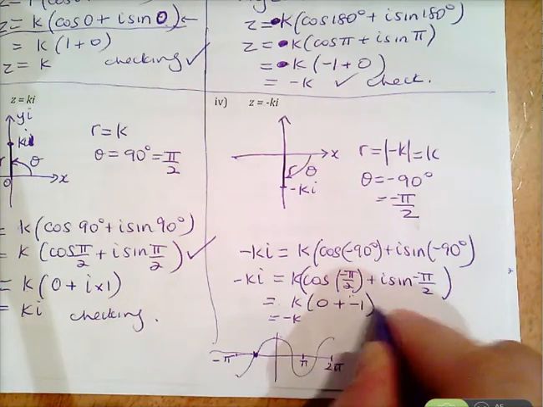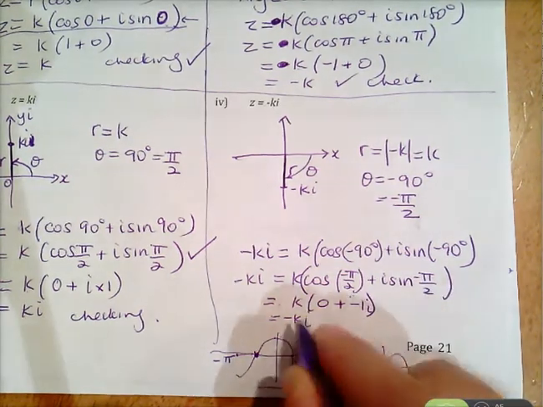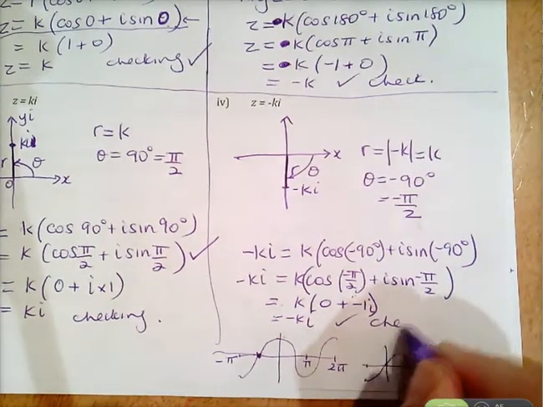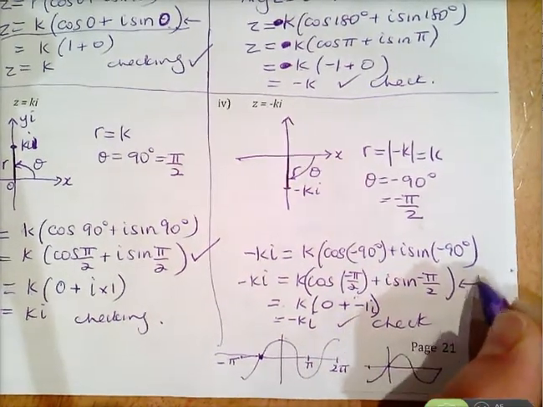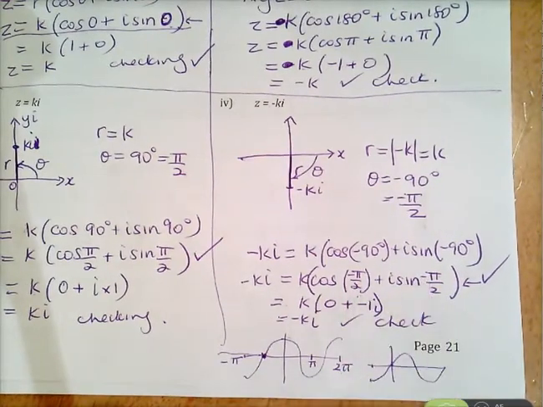Sorry, and there's an i there too. So it's i times negative 1. So negative 1i. So it's negative ki. So that's checked. But this here is my answer. Okay? k cos negative pi on 2 plus i sine negative pi on 2.